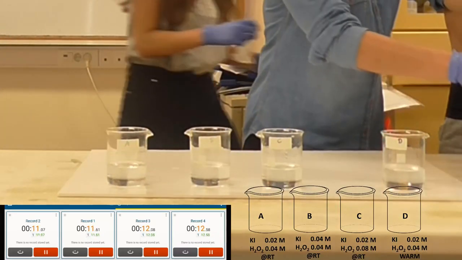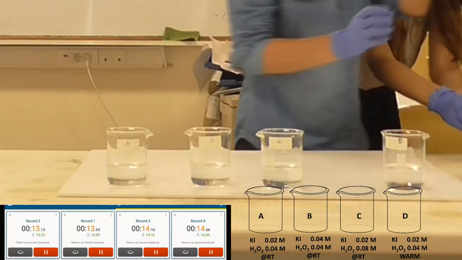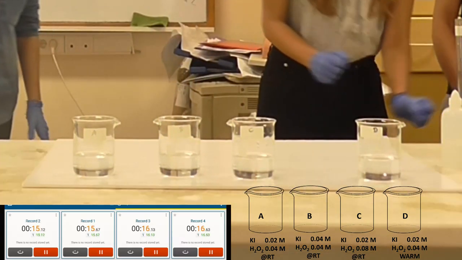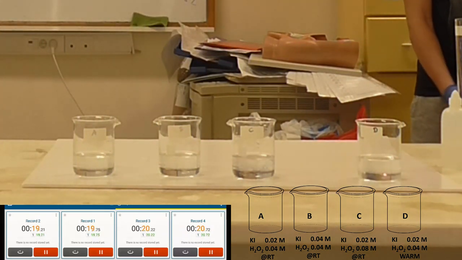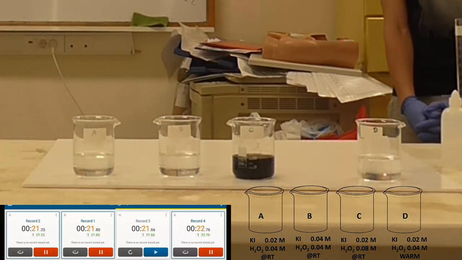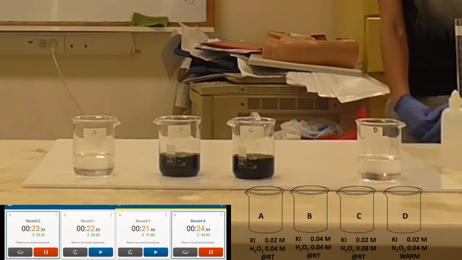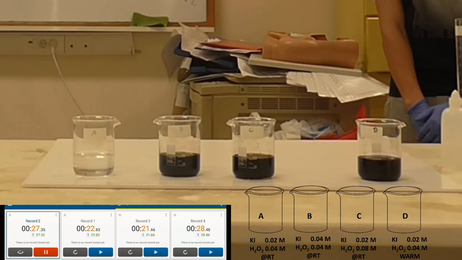As you can see in this figure, beaker B contains double concentration of potassium iodide compared to beaker A. And beaker C contains double concentration of hydrogen peroxide compared to beaker A. Finally, solution in beaker D is warmer than in beaker A because we warmed up the water beforehand.